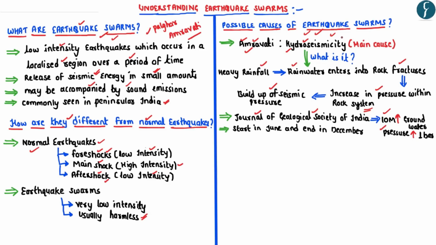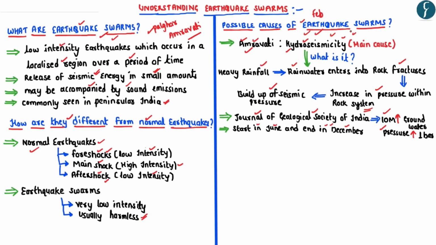So, since hydroseismicity is related to the monsoonal rainfall in India, normally the earthquake swarms start in the month of June and end in December. This is because from June to December, peninsular India usually receives rainfall, and ultimately from December, winter sets in, because of which normally the earthquake swarms are not observed beyond December. But what has happened in the Palghar district of Maharashtra is that the earthquake swarms have continued even beyond December, and they have continued even in the month of February as well.